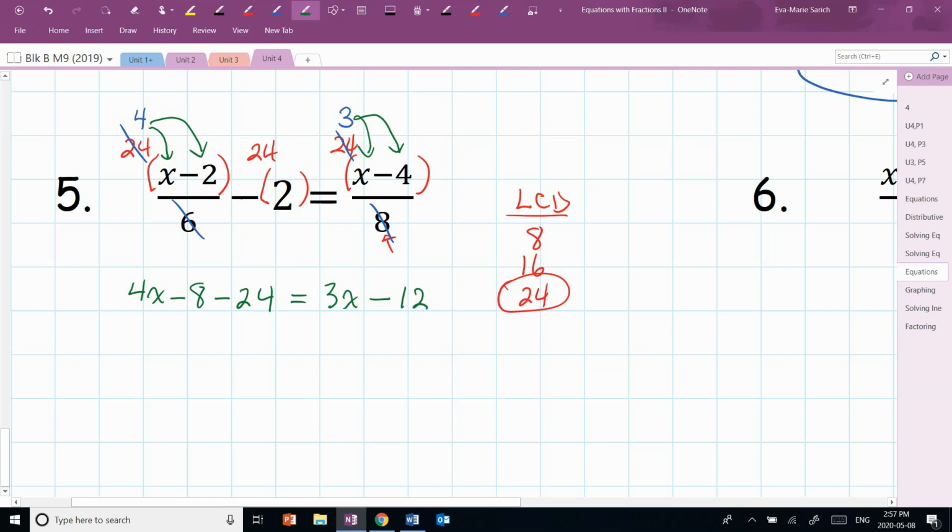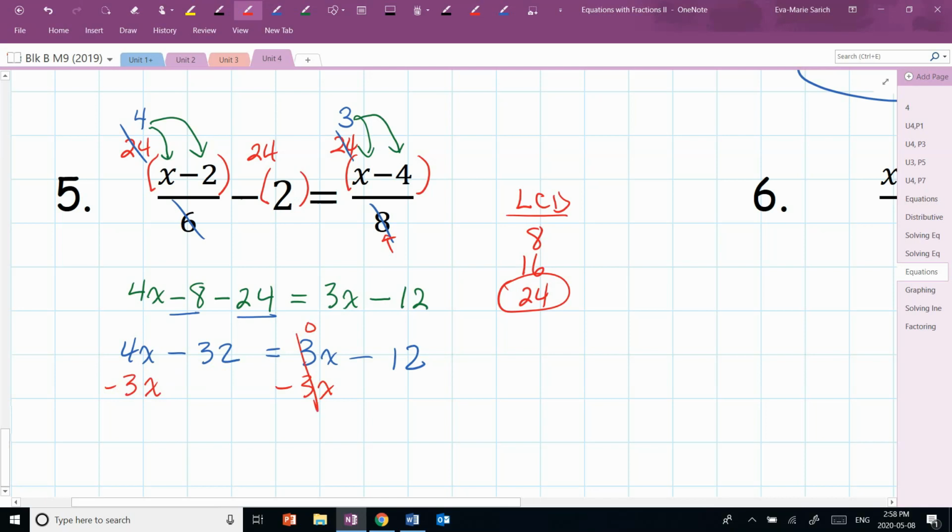Now, what you should see is on the left-hand side, we have some like terms we can put together. So -8 and -24 gives us -32. We have 4x minus 32 is going to equal 3x minus 12. Now, we have to remove the x's from the right side to the left, so we're going to minus 3 x's, find the x group on the other side, and subtract 3 x's from there. That gets rid of those, okay?